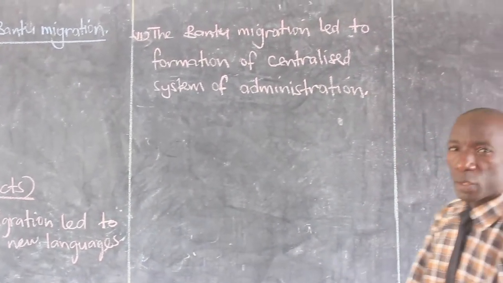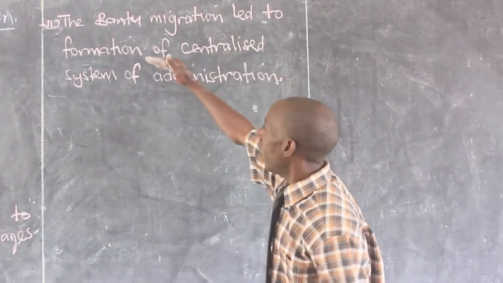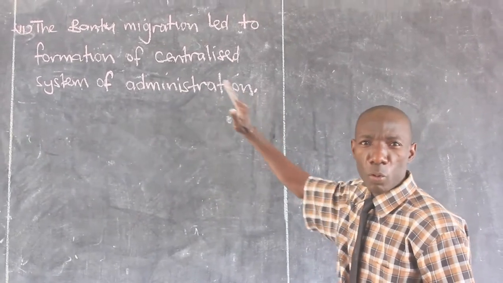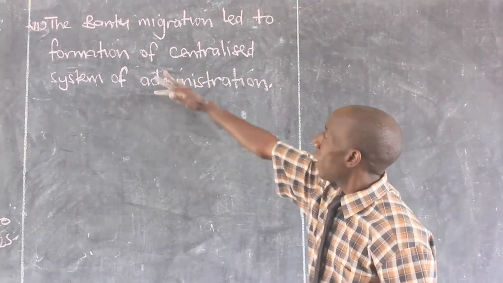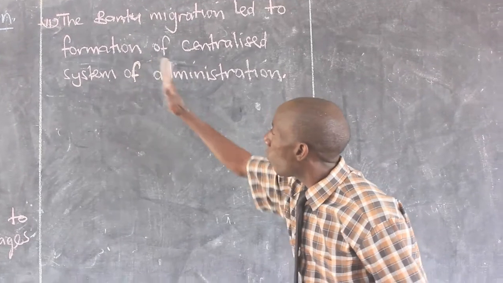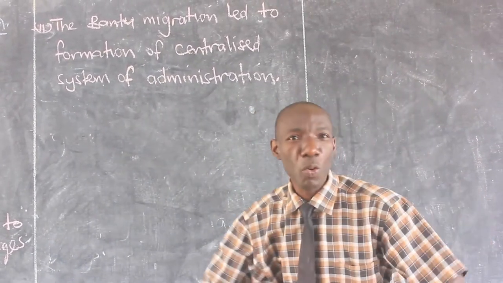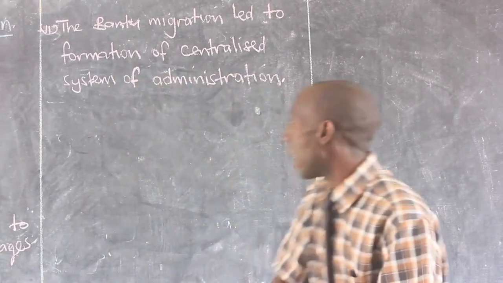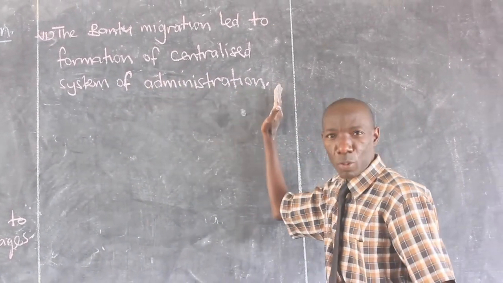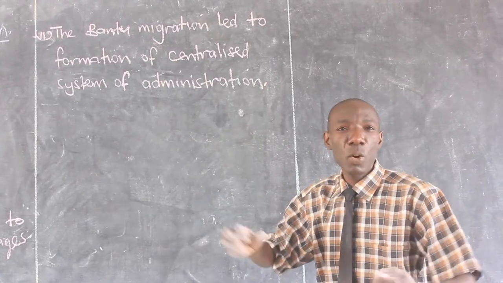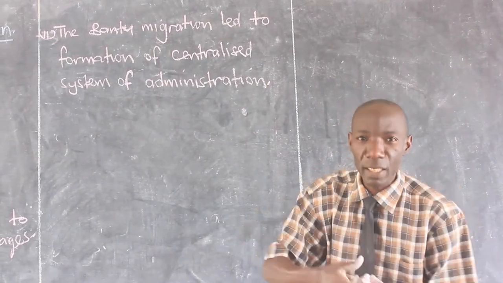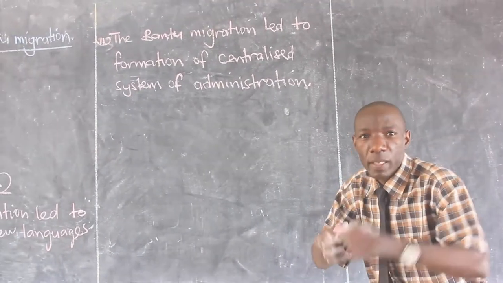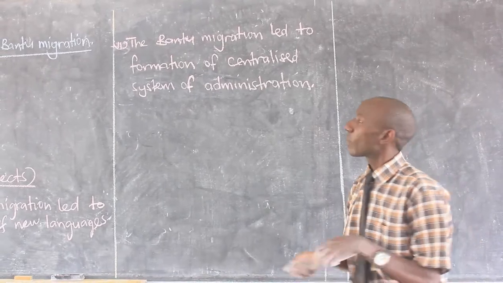Another positive effect was the Bantu migration led to formation of centralized system of administration. What do I mean by this? It means that the Bantu migration led to formation of kingdoms in East Africa. The kingdoms are part of the centralized system of administration because these kingdoms have kings, whereby the kings have subjects below them.